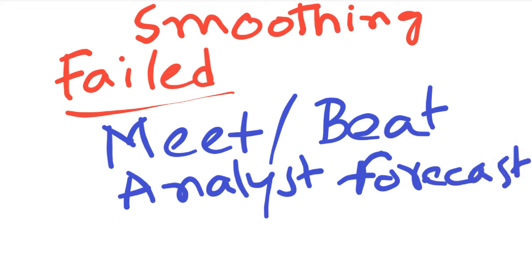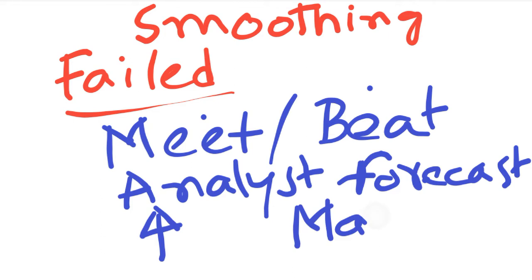So what will you do? You will always try to show your earnings higher, or you will try to meet or beat the analyst forecast. And to do this, you will try to smooth your earnings. You will try to manipulate your earnings. This is called earnings smoothing. Okay, manipulation of earnings.